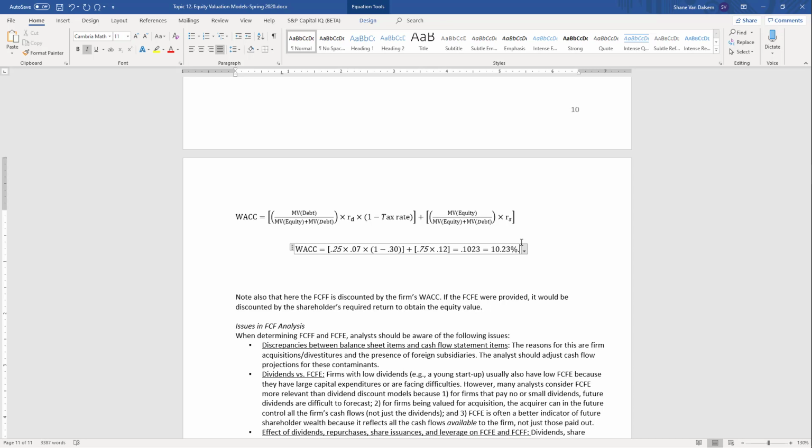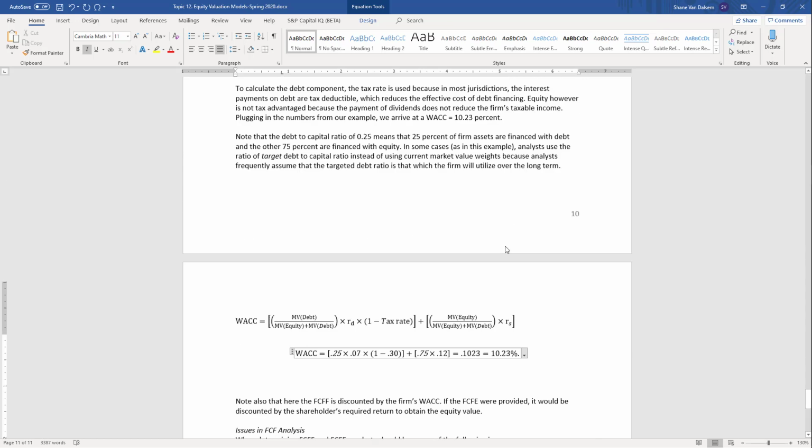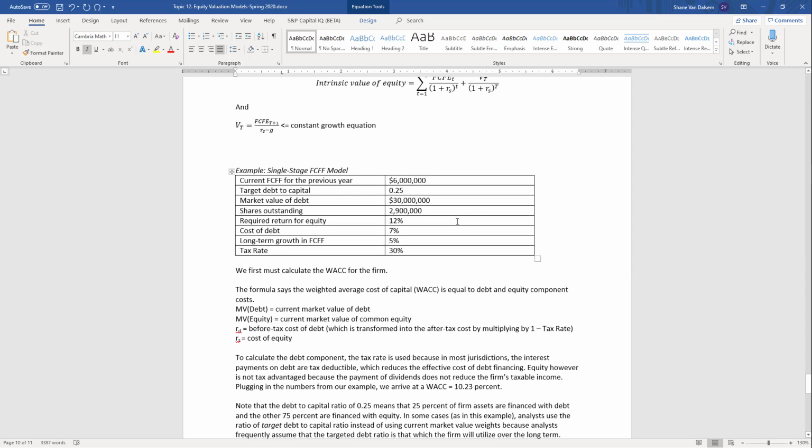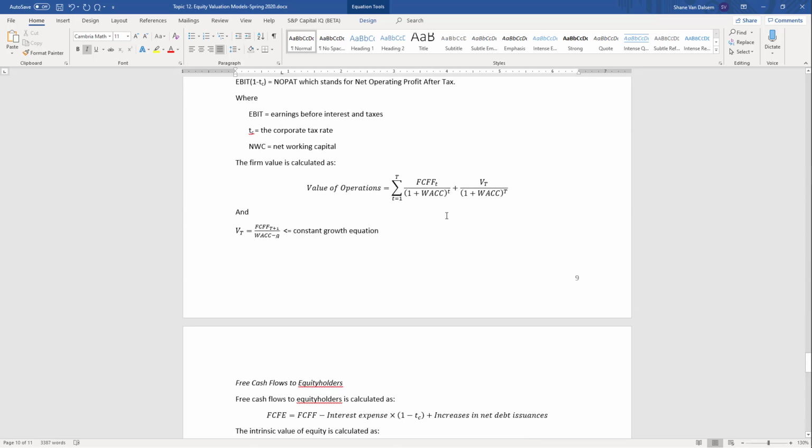So, issues in free cash flow. Note that here the free cash flow to the firm is discounted by the firm's weighted average cost of capital. If the free cash flow to equity were provided, it would be discounted by the shareholders' required rate of return to obtain the equity value. So now, assuming constant growth, we have a long-term growth rate of 5%, and we're going to use that constant growth model now to determine what the value of operations for the company is today.